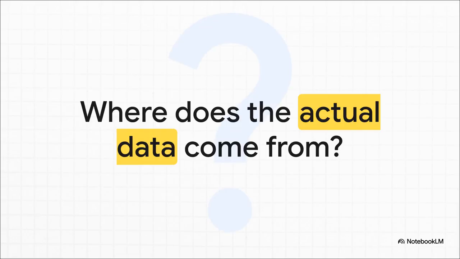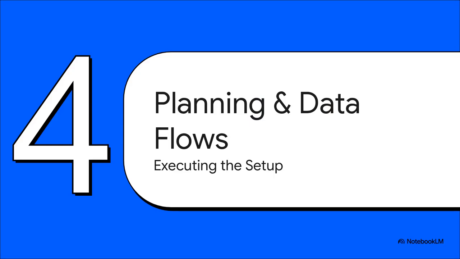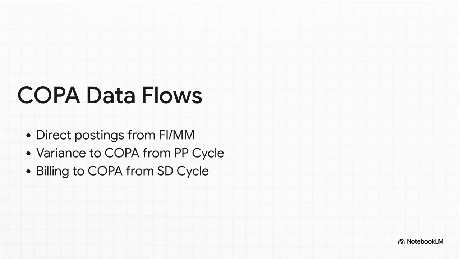Okay, let's take a quick beat. We've built an amazing, highly customized, but completely empty reporting engine. So how do we actually turn on the plumbing and flood this engine with your real business data? That brings us to our final phase, Section 4, planning and data flows. In this execution phase, your custom structure really comes to life. It catches data pouring down from 3 massive organizational pipes. You've got direct financial and material postings from FI/MM, you've got production variances flowing in from your production planning cycle, and of course the heavy hitter, customer billing data flowing over from your sales and distribution or SD cycle.